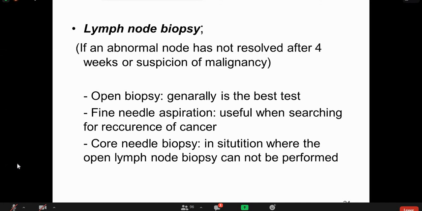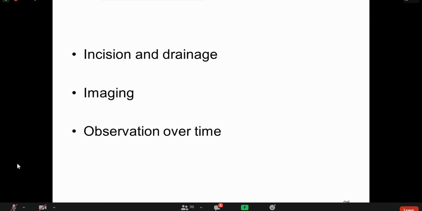And then there is a core needle biopsy in which you do not remove the whole lymph node, but a chunk of the tissue is removed. A piece of the lymph node is removed in situations where open lymph node biopsy cannot be performed. It is a very common scenario in which the lymph node lies in close approximation with a vessel, so it becomes very difficult to surgically approach the lymph node and it can compromise the life of the patient. So open biopsy can be replaced with core needle biopsy for diagnostic purposes.